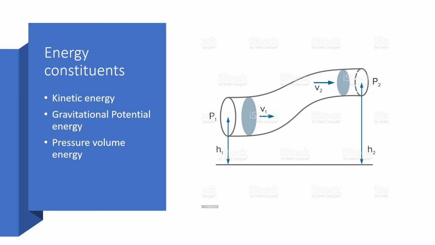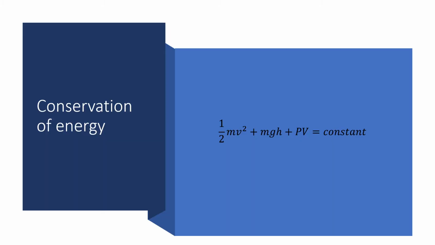From these three, we can write the conservation of energy as kinetic energy plus gravitational potential energy plus pressure volume energy equal to a constant. That is, half mv square plus mgh plus pV equal to constant. pV is the pressure volume energy. But there is a small problem.